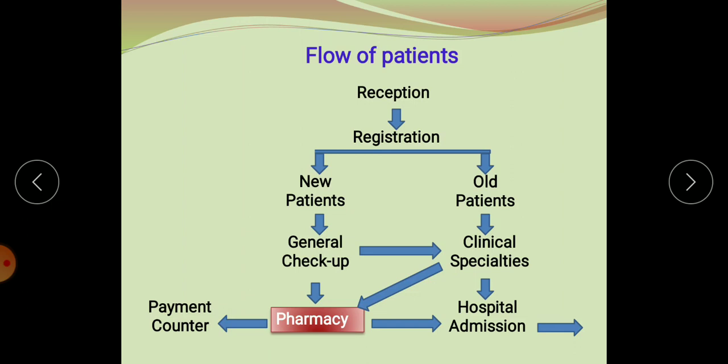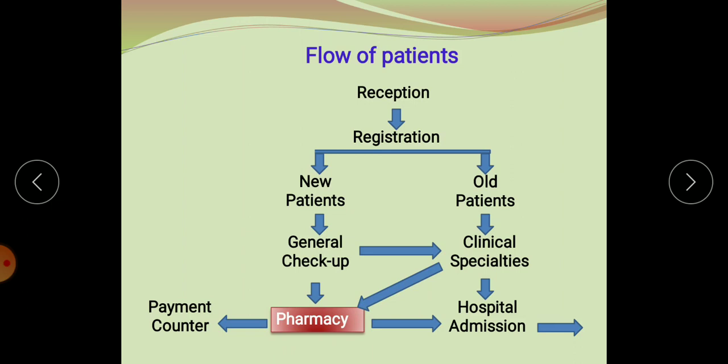The second flow is, after reception and registration, the new patients come for the general checkup, then they are referred to any clinical specialities, and from the clinical specialities the doctors advise them to visit again after a certain period of time. Till then they have to continue with the medicine which has been prescribed to them. After this section also, they come to the pharmacy with the prescribed medication order, procure the medicine and go back to their home. This is the second flow.